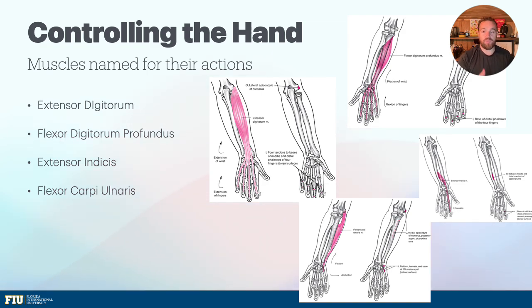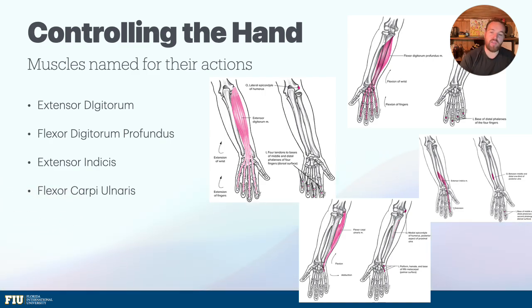So because we have both an extensor indicis, and not that it's shown in this slide, but we have an extensor digiti minimi as well, both of these are relatively small muscles. That's what allows us to do the rock on sign, right? So we have some increased mobility and increased coordination with those particular muscles. Why is that the case? Why do we have an extensor digiti minimi and an extensor indicis, but we don't have a flexor version of those? I could not tell you exactly why, evolutionarily speaking, that happened, but we do have those particular muscles which allow us to do that.